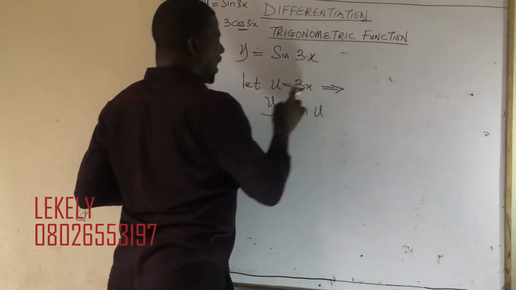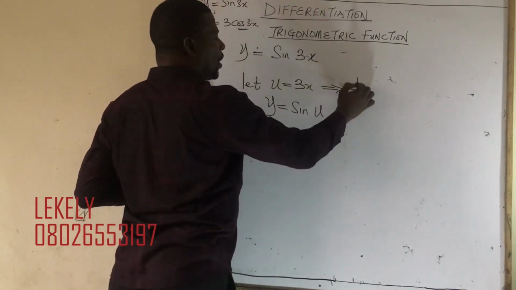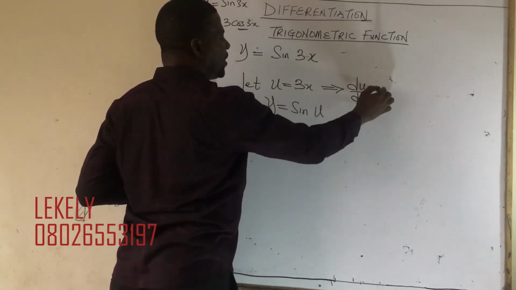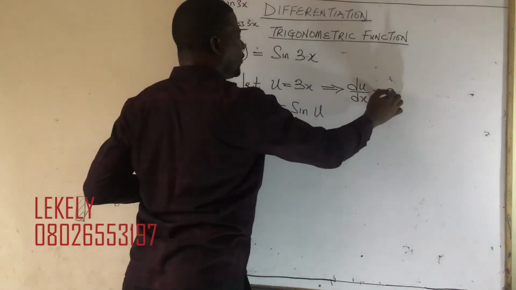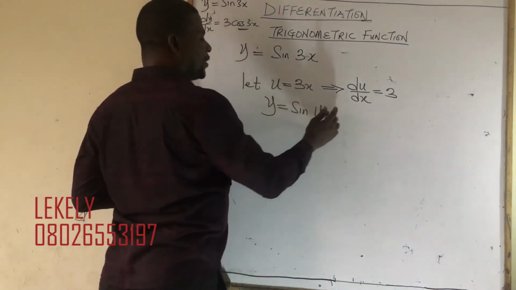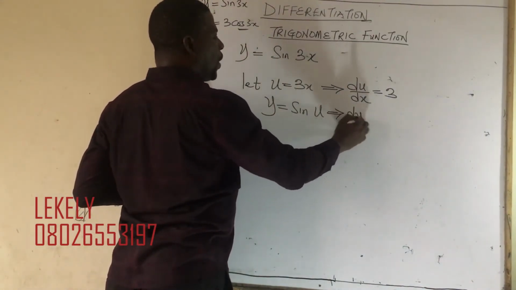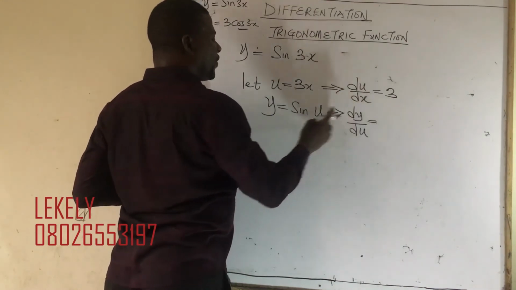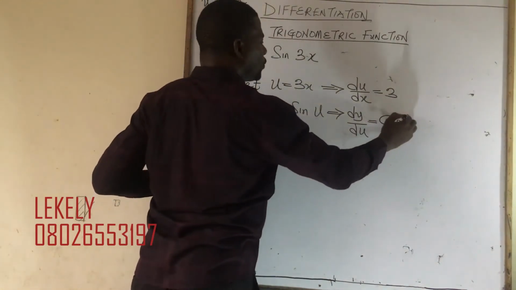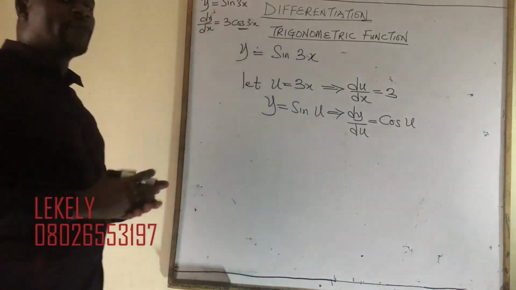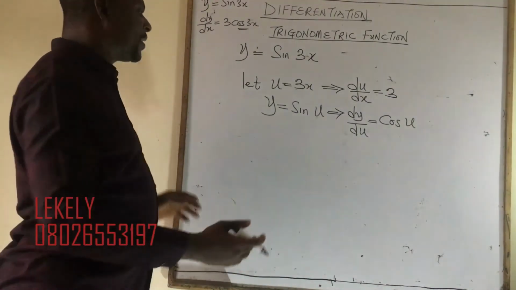So from here, I have the letters u and x, so I'll look for du/dx. Now if you differentiate 3x, that will give you 3. Then here I have y and u, so let me find dy/du. Now if you differentiate sine u, of course it will give you cos u. Why? If you differentiate sine x, it will give you cos x.